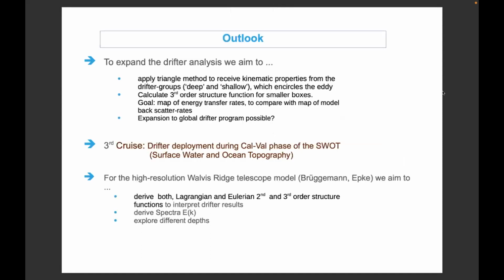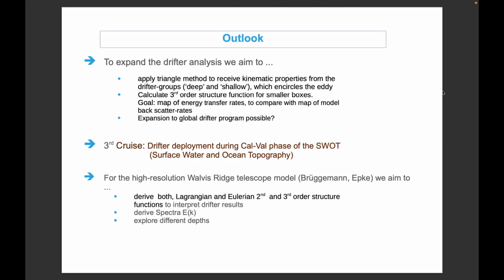In the outlook, we want to expand this drifter analysis to apply the triangle method to obtain kinematic properties, like in the collaboration with Yangping, from drifter groups which encircle the eddy. And we want to calculate the third order structure function for smaller boxes with the goal to get a map of transfer rates, which is ambitious, I think. If that works, we would like to expand it to the global drifter program.